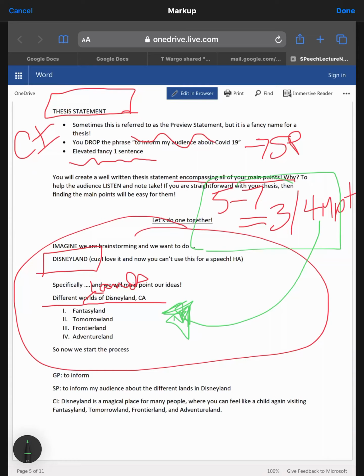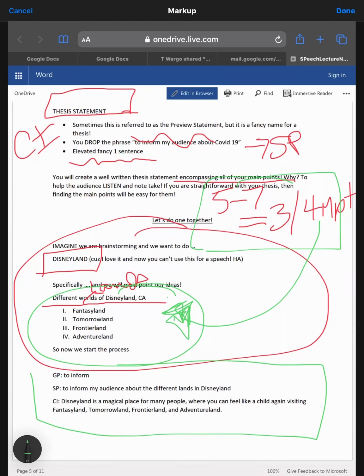So I know Roman numeral number 1, I want to talk about Fantasyland. Roman numeral number 2, I'll talk about Tomorrowland. Roman numeral number 3, I'll talk about Frontierland. And Roman numeral number 4, I'll talk about Adventureland. So based upon all of this, I'm going to start to write my GP, SP, and CI at the top of my paper.